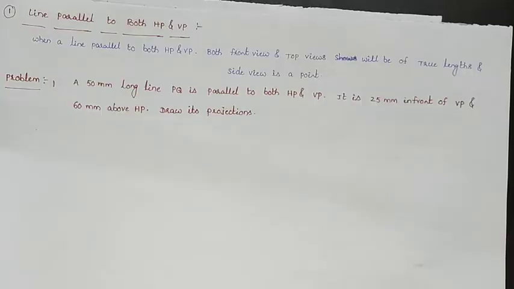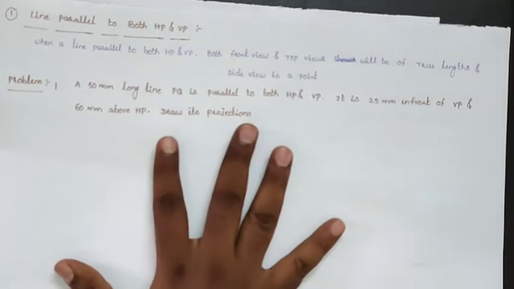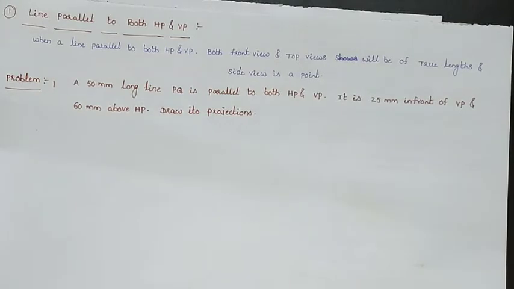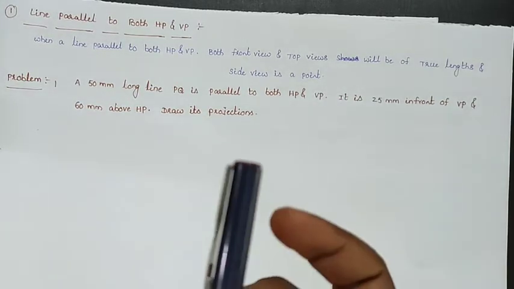Line parallel to both HP and VP. Suppose I treat this one as a horizontal plane, and my hand, this one, as a vertical plane. I am placing this book so that this one is treated as a vertical plane and this one as a horizontal plane. So I am choosing this as a line. Line parallel to both HP and VP means this is the position of the object.